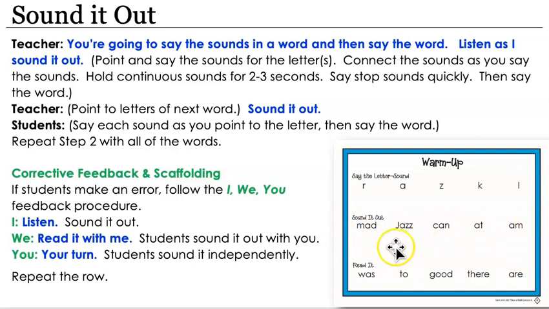So for these words, it's really important that they say each sound and then say the word. So you know they're really attending to each letter sound, and they're learning the strategy of blending and sounding out words. So even when they can recognize them quickly, during this activity, we're really focused on the strategy of how to blend and how to sound out words.